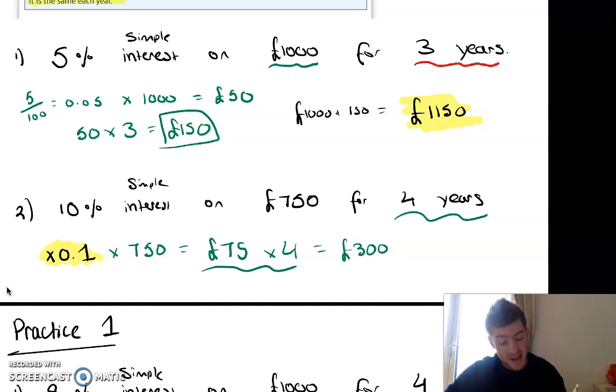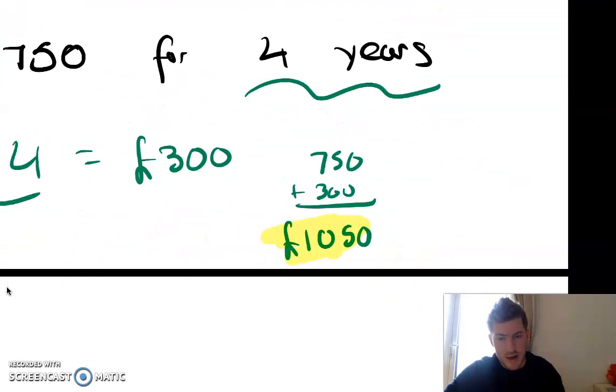That's pretty good. You get 10% anywhere. Added onto our final. What's our final value? Our final value is 750 plus 300. And you're going to get a total value of 1,050. There we are. That is our final answer there.